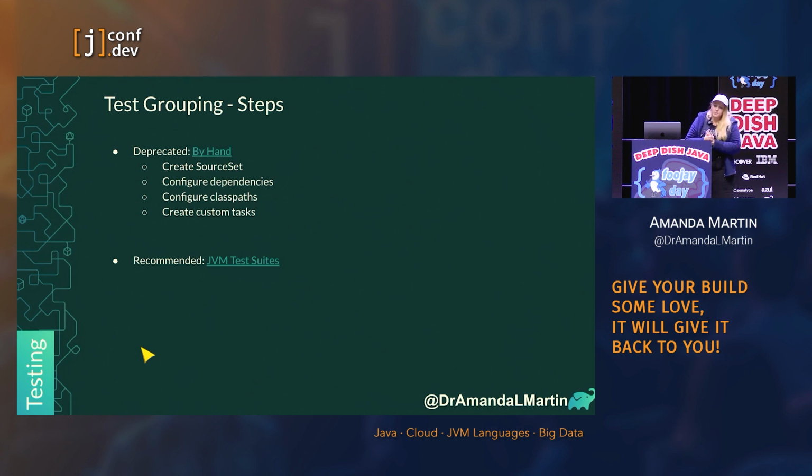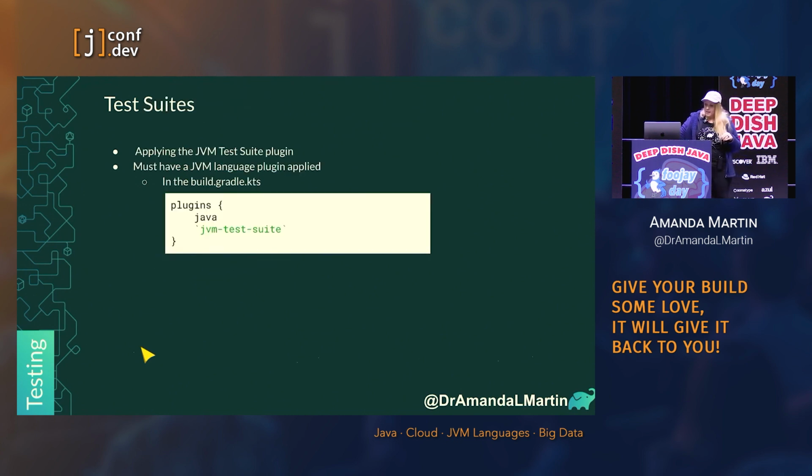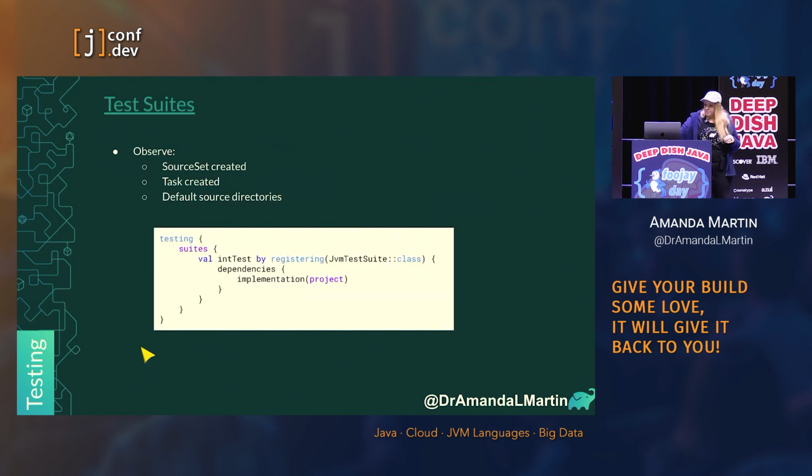So now we have something called the JVM test suites. This is really cool because when you use the test suites, all of this other stuff with configuring class paths is done behind the scenes automatically. First, we of course apply the plugin in our build file, and then we start to program how we want the test to actually work. What this one does is make an integration test folder, which is essentially a different part of the unit test, so you can run integration tests separately. This is a very basic example. There's a whole bunch more in the test suites documentation.